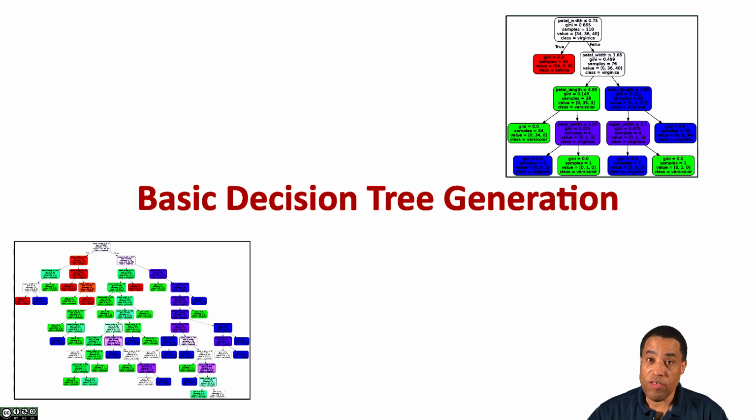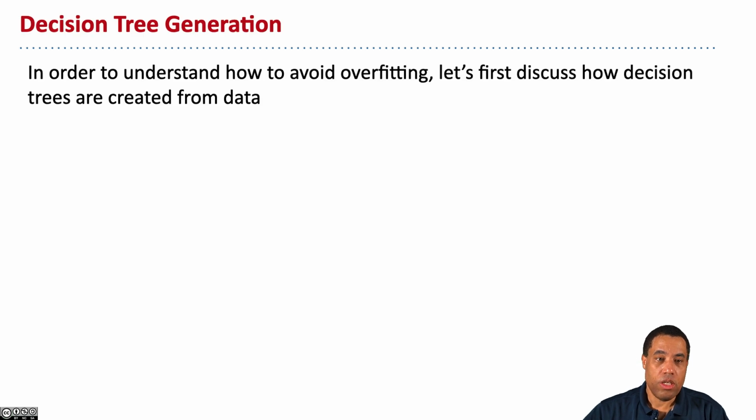So we've gone through a couple of examples of constructing decision trees, both manually, just by eyeballing it, and then using scikit-learn to generate decision trees. But let's actually look at an algorithm for generating a decision tree. So we want to avoid overfitting, right? So let's first look at how we create decision trees by looking at the data.